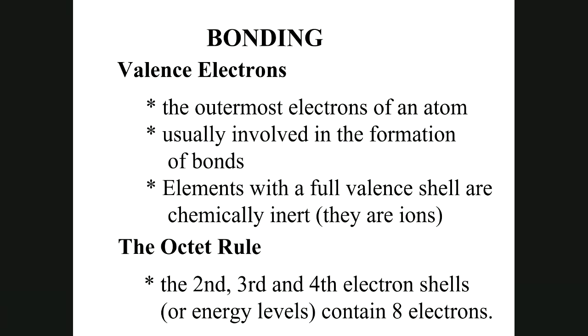Now the octet rule, octa means like octopus, or octagon, means 8. It's the rule of 8. After the first shell, the second, third, and fourth electron shells contain 8 electrons. That's the octet rule.